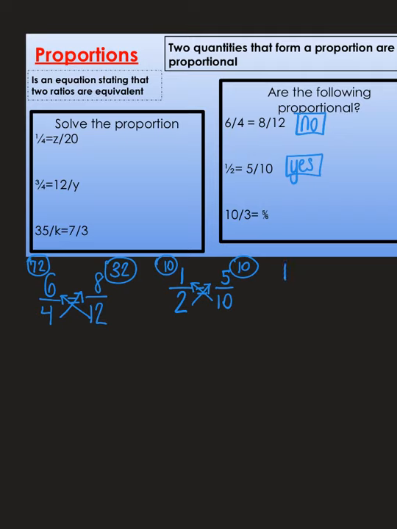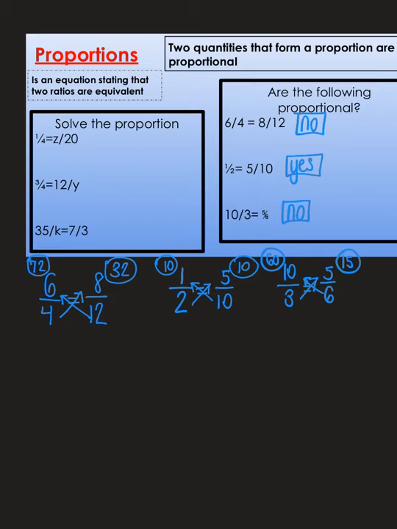Last one there, 10/3. We're wanting to know, is that equivalent to or proportional to 5/6? Again, cross products. 3 times 5 is 15. 6 times 10 is 60. Those two numbers need to match. They do not. Therefore, I would say no, these are not proportions.